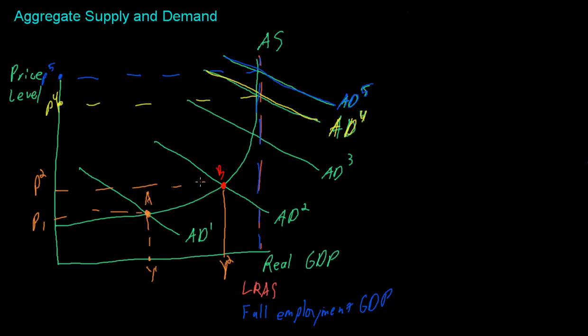Then you just need to be able to work with what shifts aggregate demand and what shifts aggregate supply, and those are really the same things as in the supply and demand model. So I'm not really going to go into those too much, but hopefully this is a good overview. If you feel like you need more review, let me know, but I think that should do it.